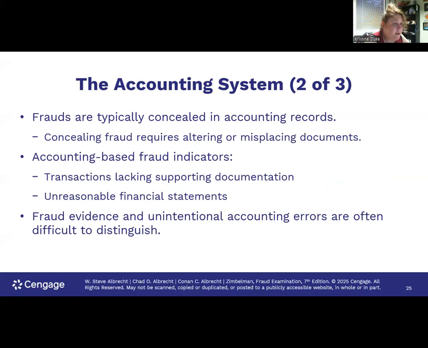So frauds are typically concealed in accounting records. Indicators: transactions lacking support documentation, unreasonable financial statements. You guys have all had me, and I always tell you that in accounting, it's all about reading the numbers. When you learn to read those numbers, you can look at those financial statements and go, something doesn't look right here. So fraud evidence and unintentional accounting errors are often difficult to distinguish.